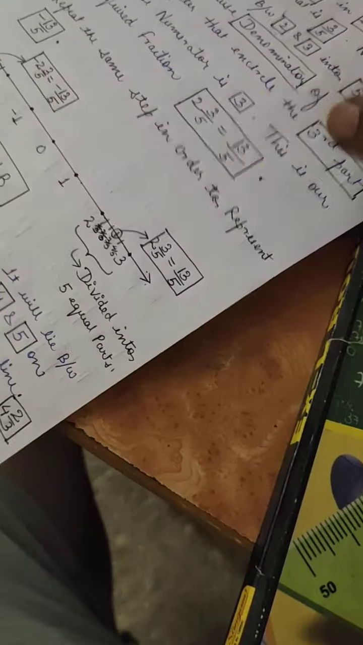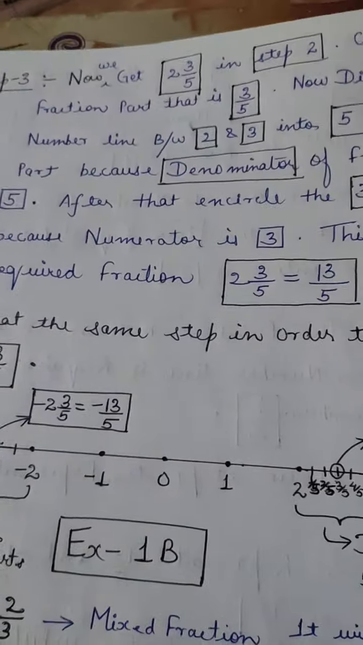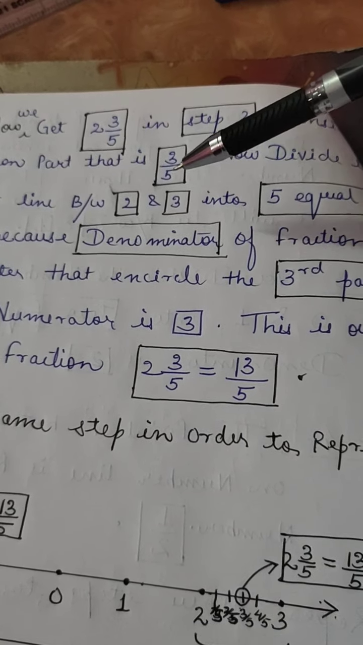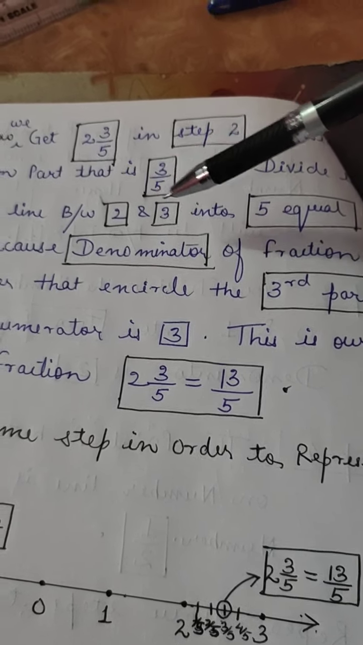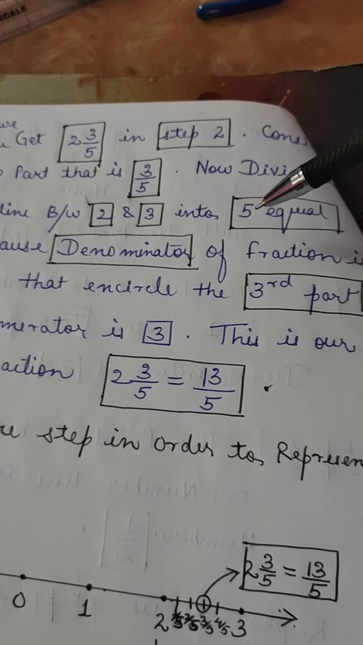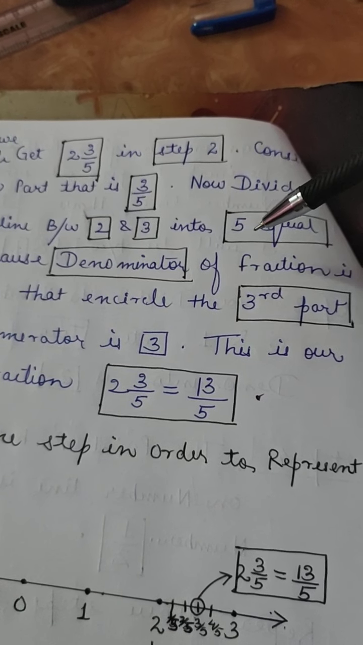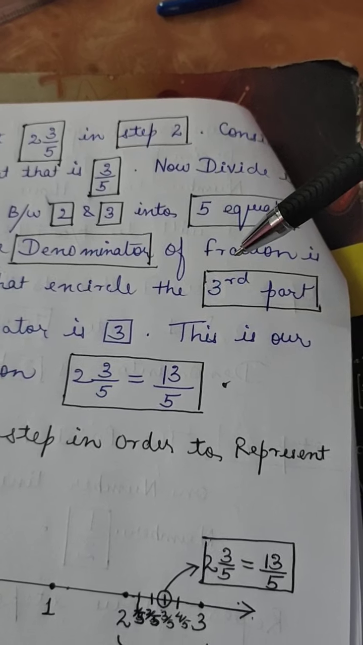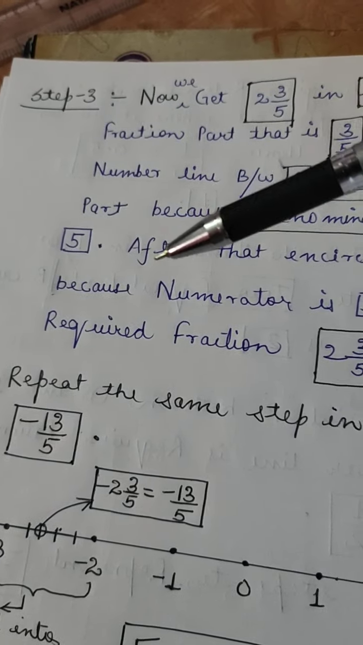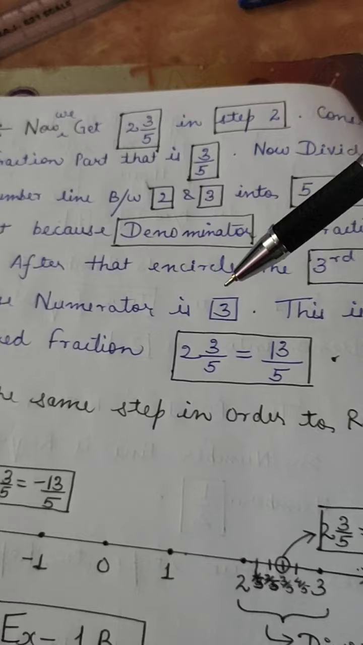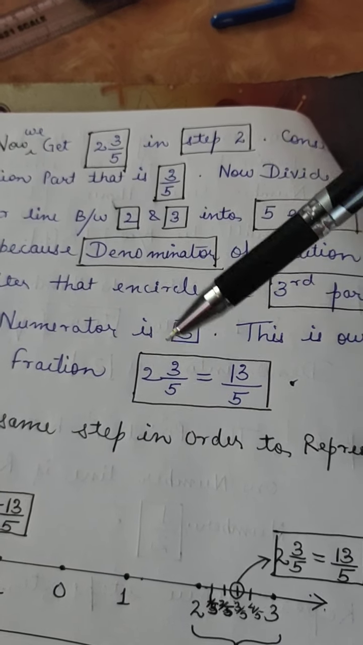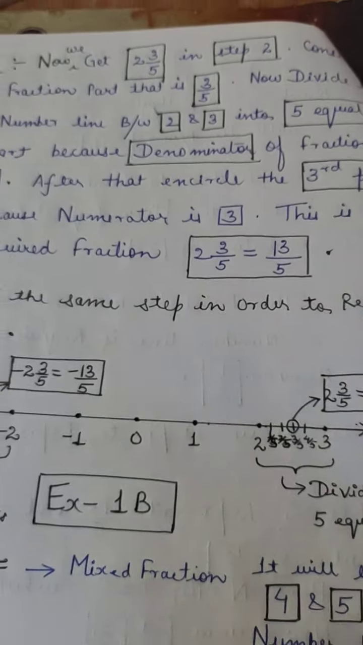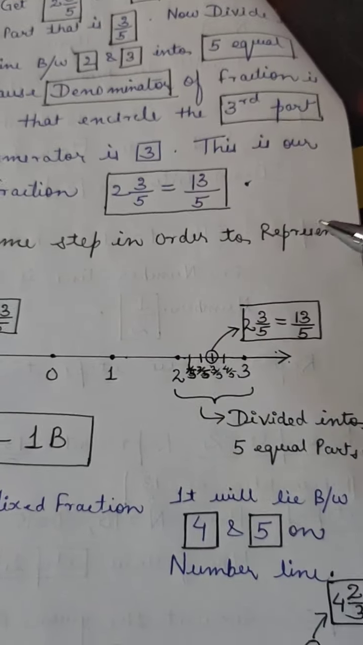Now come to the rational number part. Rational number part is 3 by 5. In 3 by 5 the denominator is 5. So between 2 and 3 you have to divide the number line into 5 equal parts. 2 और 3 के बीच में जो है आपको नंबर लाइन को कितने पार्ट्स में डिवाइड करना है? 5 इक्वल पार्ट्स. देन आफ्टर दैट जो थर्ड पार्ट है उसको आपको इनसर्किल करना है. दैट विल बी योर रिक्वायर्ड रिप्रेजेंटेशन ऑफ 13 by 5.